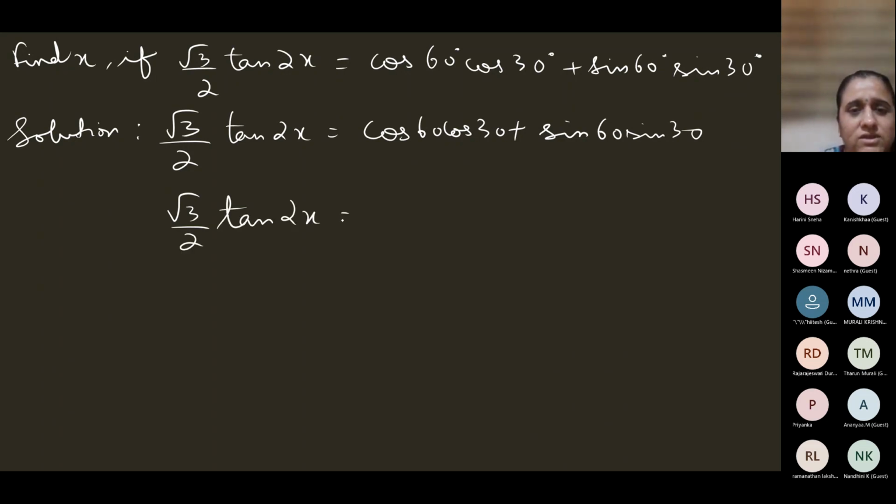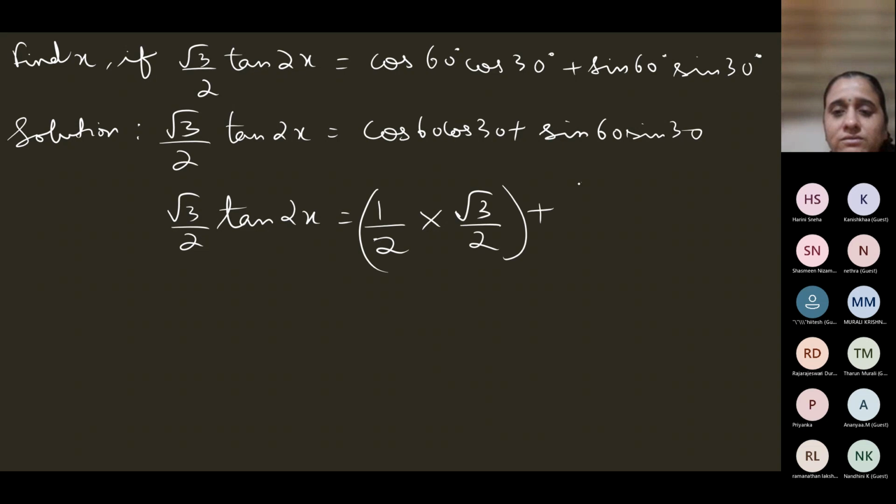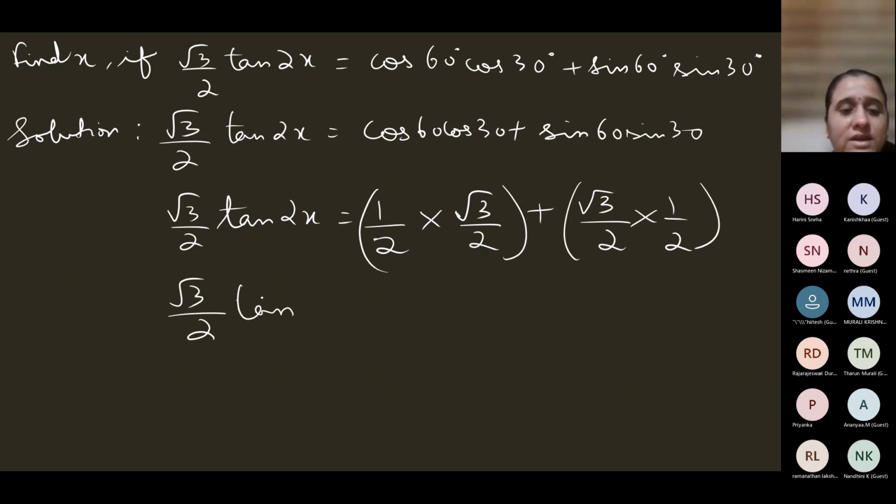Tan 2x, nothing can be done here, is equal to, what's the value of cos 60? 1 by 2. Cos 30? Root 3 by 2. Plus sine 60? Root 3 by 2. Sine 30? 1 by 2. So root 3 by 2 tan 2x is equal to 1 by 2 multiplied by root 3 by 2, plus root 3 by 2 multiplied by 1 by 2, that is root 3 by 4 plus root 3 by 4.